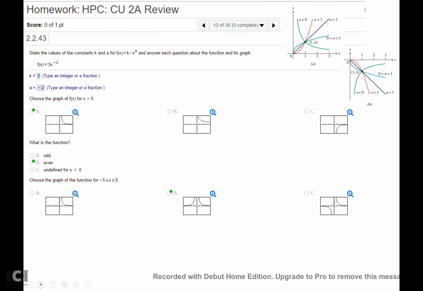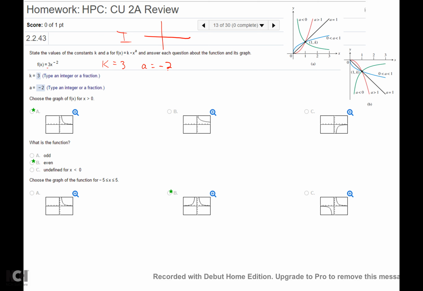It says state the values of the constants k and a for f of x equals k times x to the a, and answer each question about the function and its graph. 3x to the negative second. That means my k is 3 and my a is negative 2. Pretty easy. The graph: k is positive, so I'm going to be in quadrant 1.